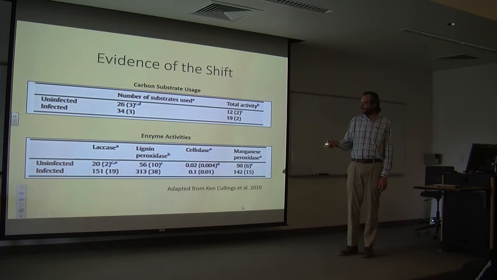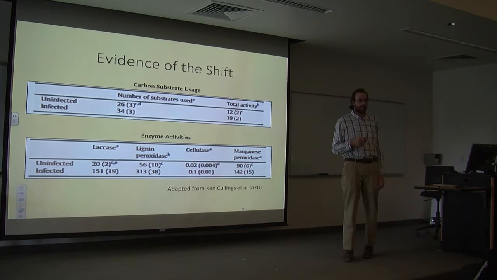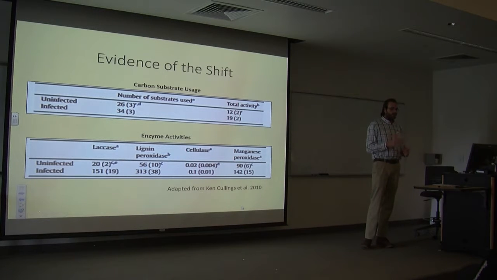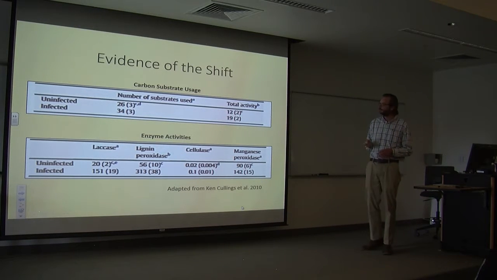The infected trees, as you can see, had much higher uses of these enzymes, which is evidence that possibly some of these species have capabilities of supplementing their own carbon needs. Instead of relying on the tree so much, they can go into the soil and take carbon from the soil.